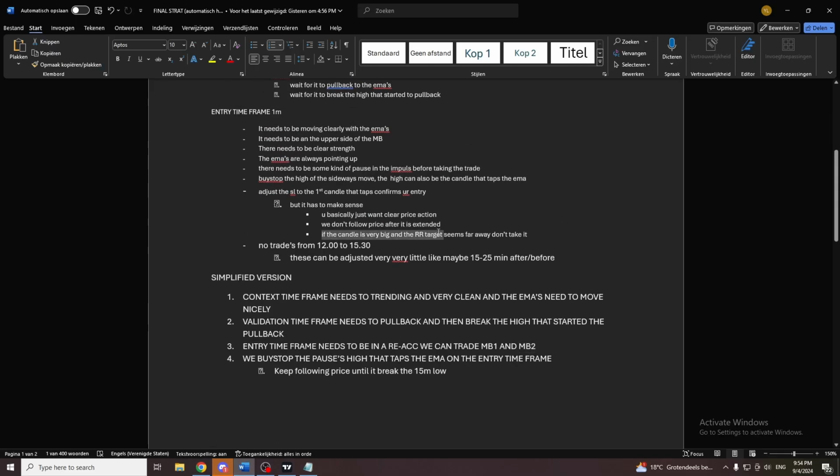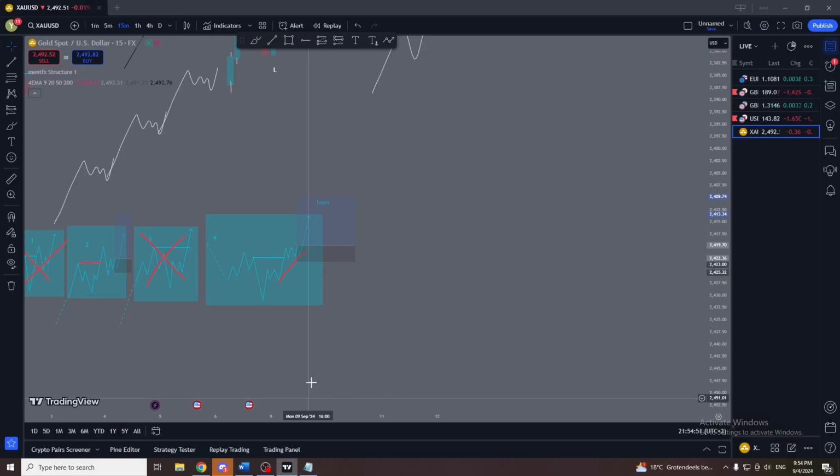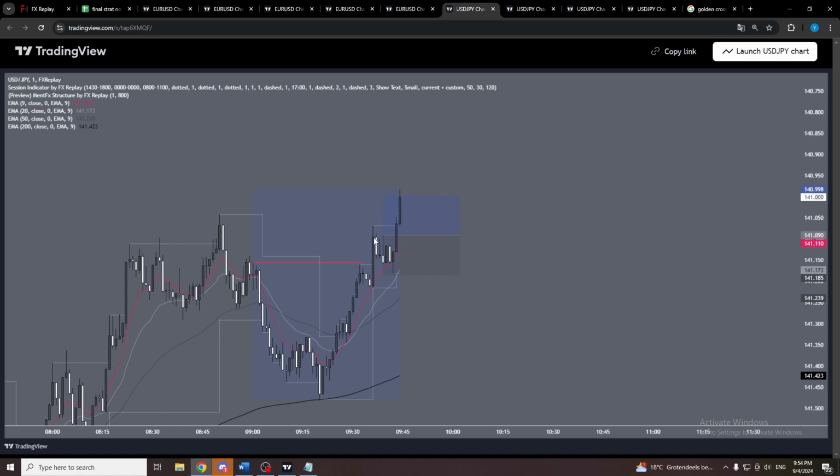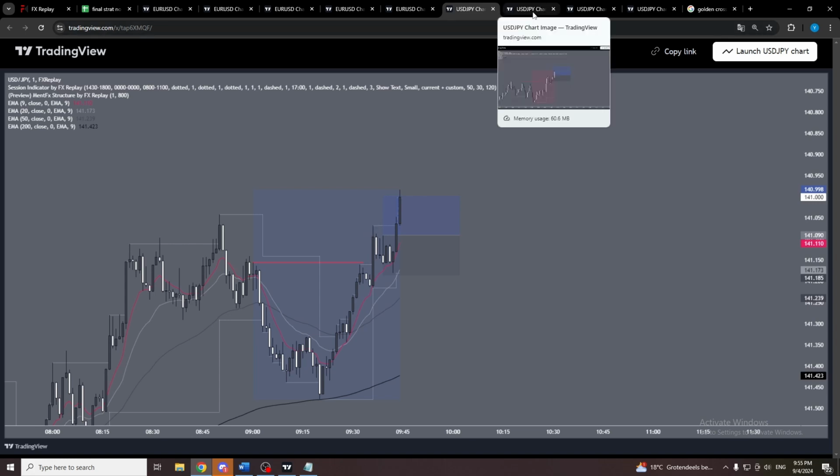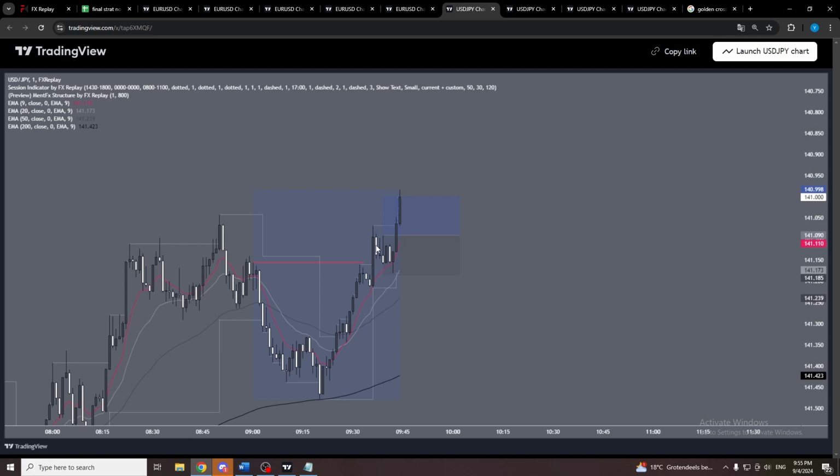If the candle is very big and the RR target seems far away, don't take it. The candle is very big, so I'm not taking it. You could, but it doesn't mean you should. You could, but you could also just be patient and wait for a better entry.